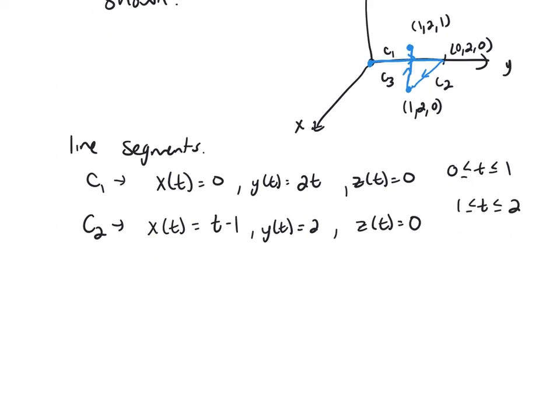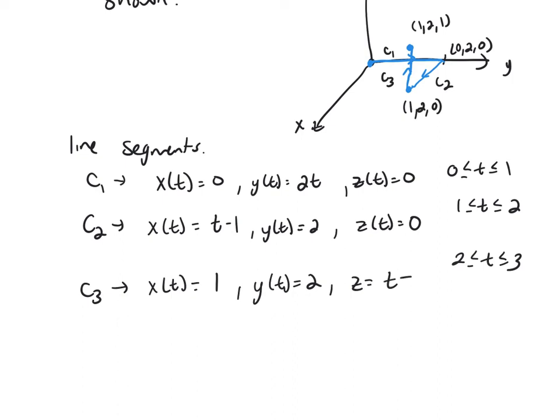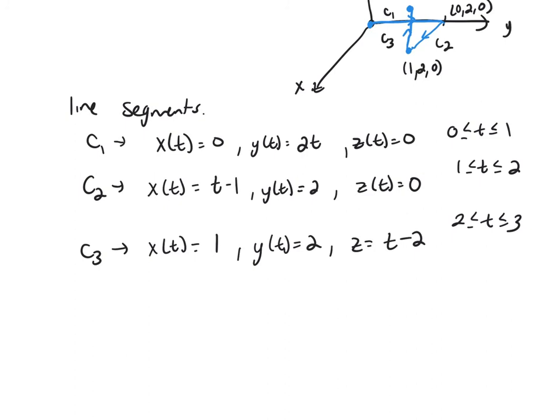And then finally, C3. I'm going to have t go between 2 and 3 now. If I look at C3, the only part that changes is the z coordinate. So x stays 1 the whole time. y stays 2 the whole time. And z is going to be t minus 2, because z starts off at 0 and ends at 1.